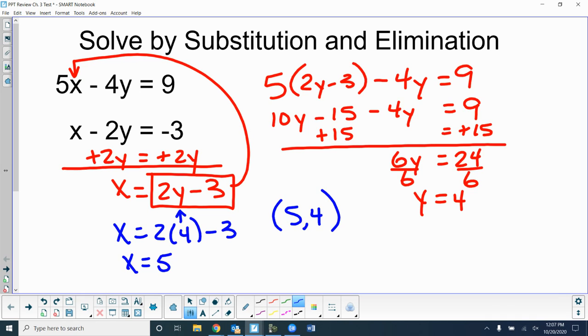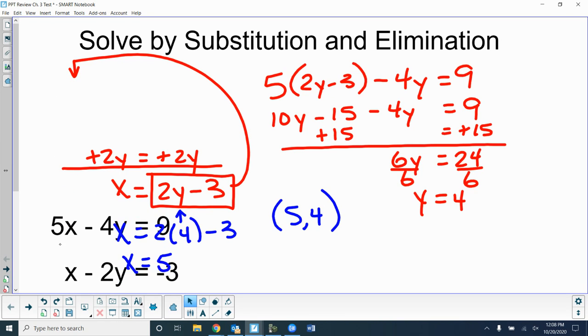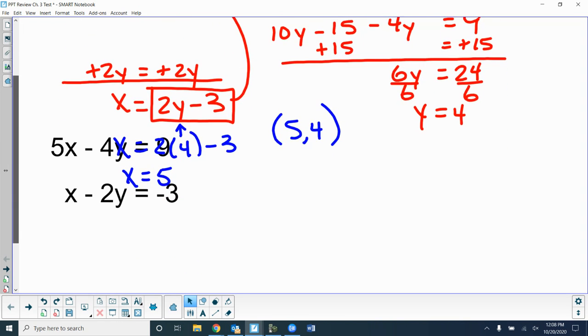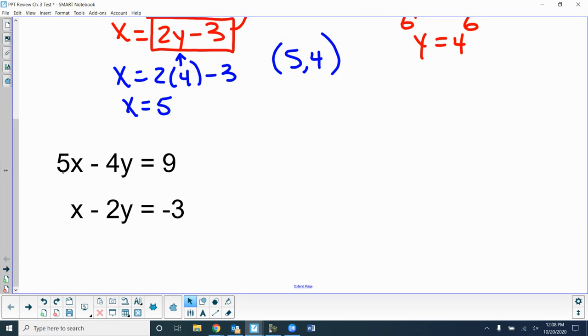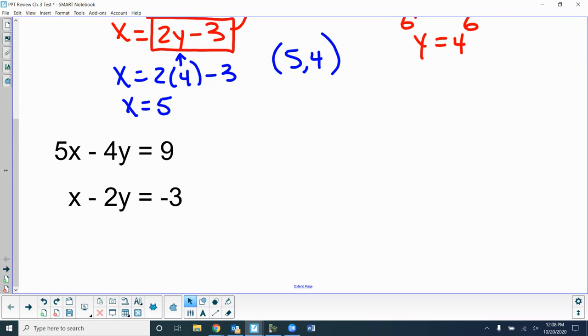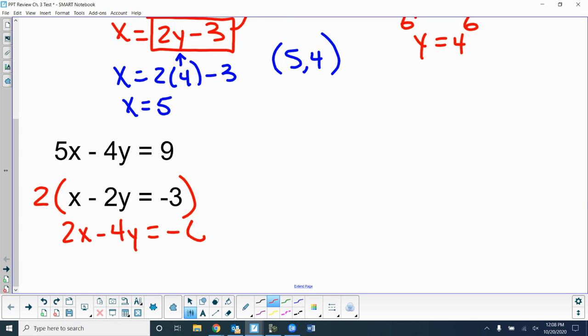Ava. Yes. Then, I told you to do the same problem by elimination. Okay, Abigail. Which variable did you make the same, the x or the y? The y's? Okay, so you multiplied the bottom by 2? Okay. So we got 2x minus 4y equals negative 6.